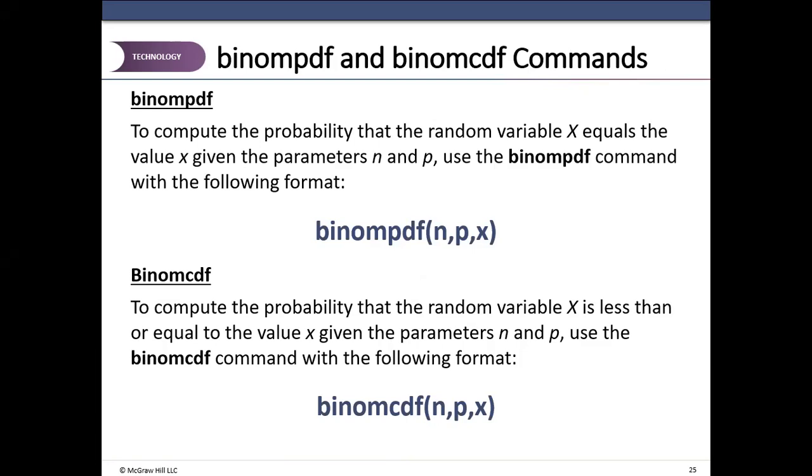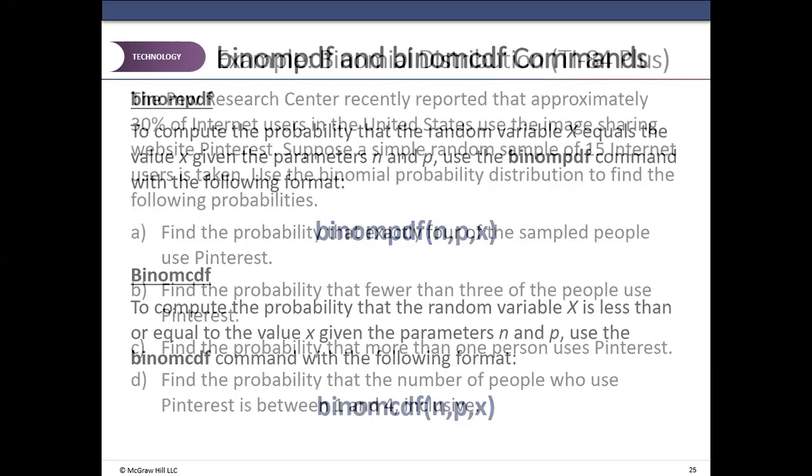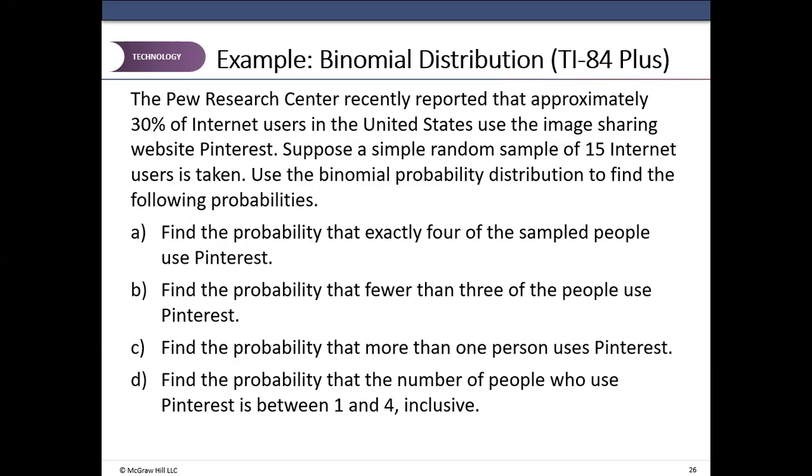binomPDF computes the probability that the random variable X equals a value x given parameters n and p. Use the binomPDF command for a particular value of X. binomCDF computes the probability that the random variable X is less than or equal to a value. Suppose X is less than or equal to 2. That means 0, 1, and 2. Cumulative C: you start from 0 and add up to that number the probability values given by the parameters n and p. n is the number of trials, p is the probability of success. So let's do this problem using our calculator.